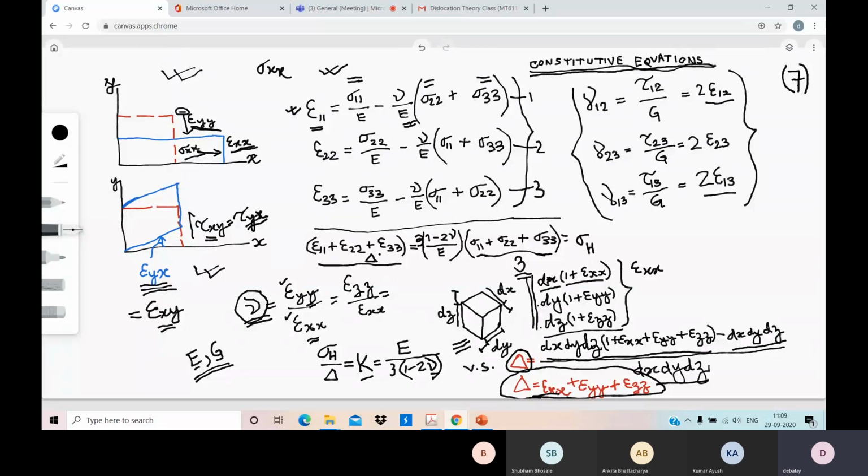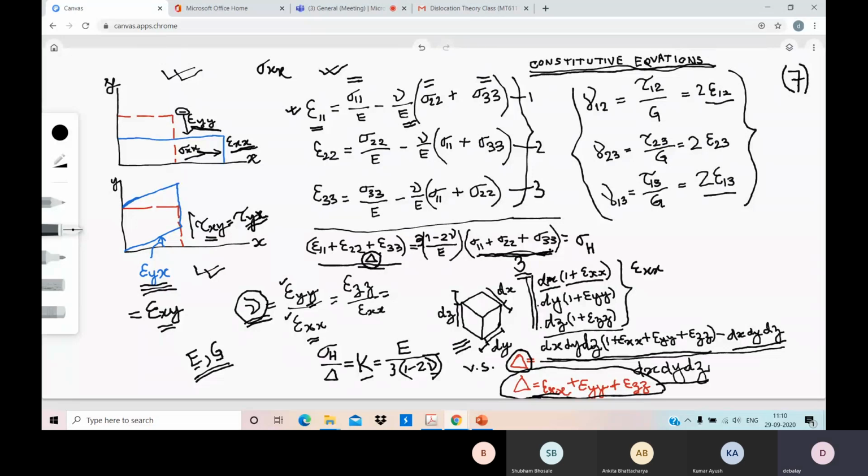Now, in elastic deformation, a small amount of volume change can be permitted. But in case of plastic deformation, we know that volume remains constant. So the delta term will become 0. The total volume strain will become 0. So if this term becomes 0, then it is not necessary for the sum sigma 11 plus sigma 22 plus sigma 33 of the normal stresses to be 0.